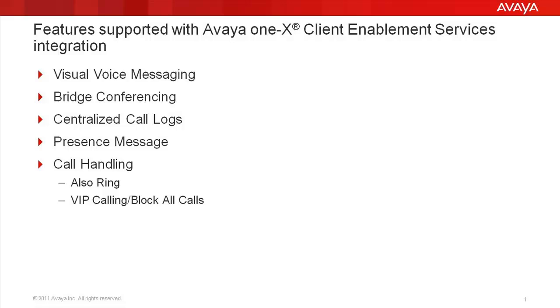This slide lists the additional features supported with the 1X Client Enablement Services integration. They are visual voice messaging, bridge conferencing, centralized call logs, presence message, call handling, which also includes ring, as well as VIP calling or block calls. And we'll go over a demo of some of the features in a moment.